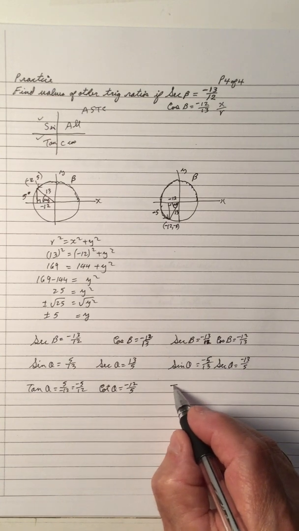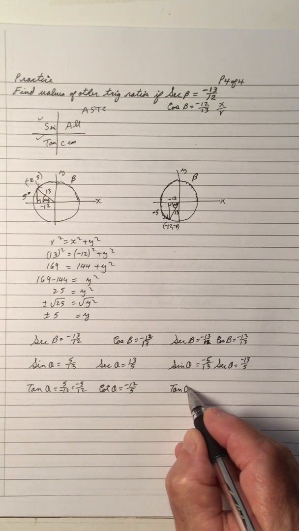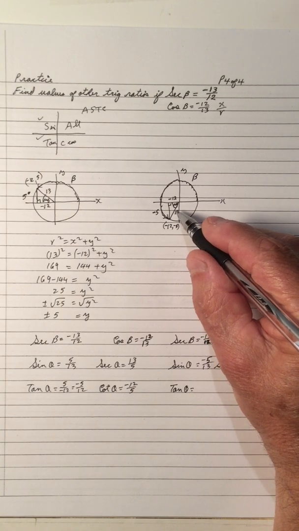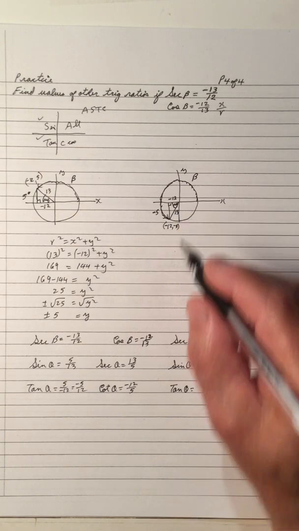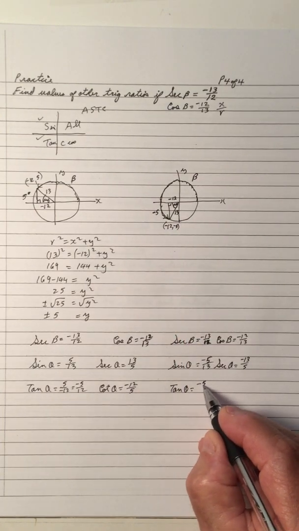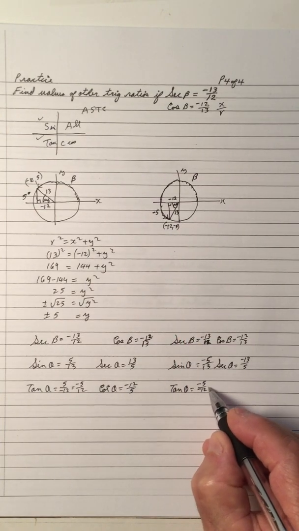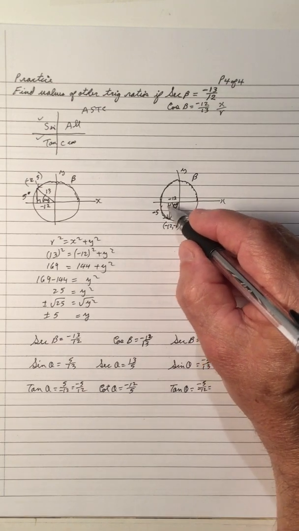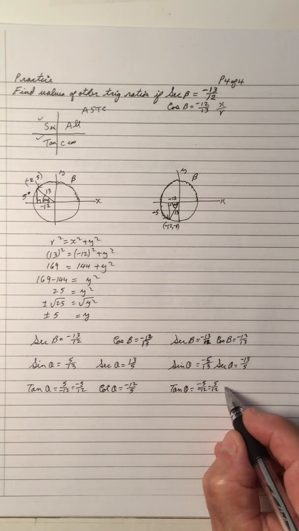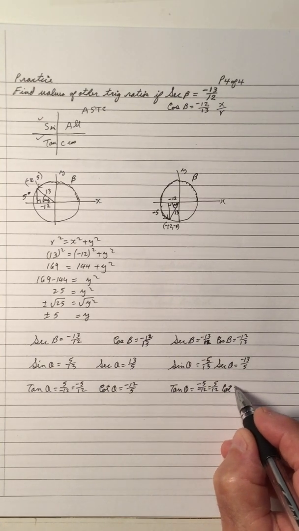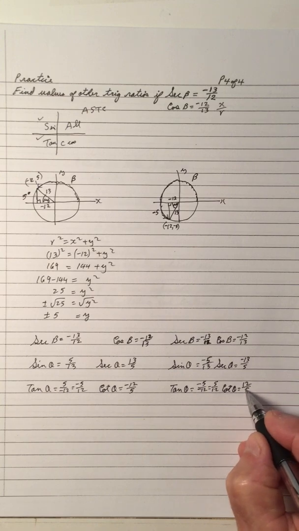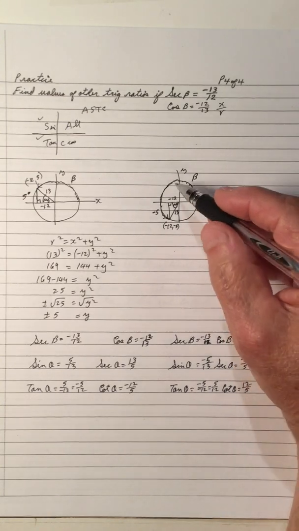And we have to do tan for the other diagram. And tan here is the y over the x, so it's negative 5 over negative 12. Tan is the y over the x, so that makes it positive. And cot is 12 over 5. And it makes sense.